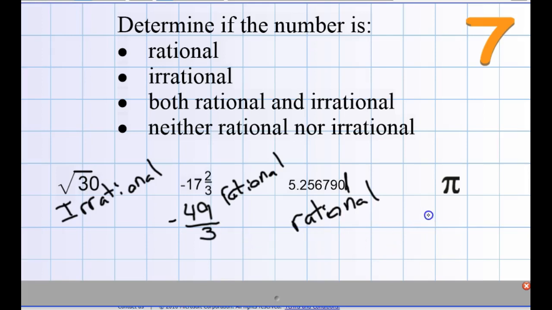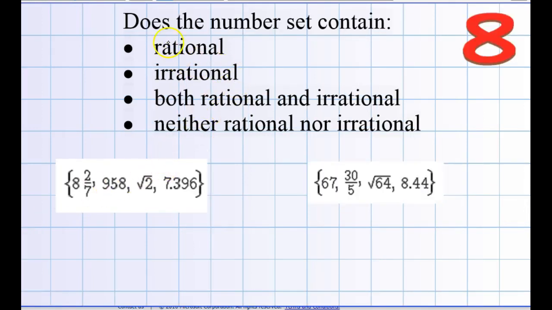And pi. This is the symbol pi. Pi is always going to be irrational. Pi never ends, so it's irrational. Lastly, we need to see if the number set contains rational, irrational, both rational and irrational, or neither. Well, we know that it has rational numbers, it has a perfect square, and it has a number that ends. So this set is only rational.